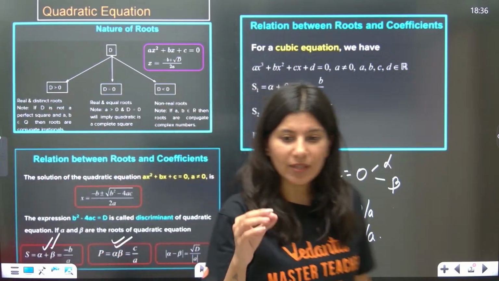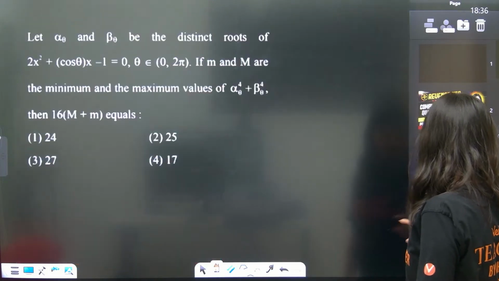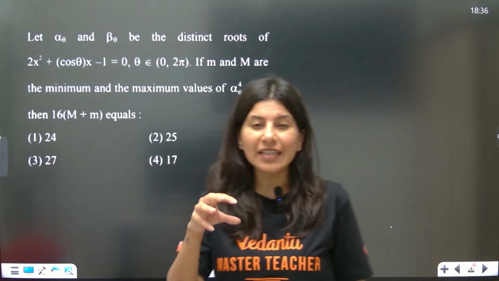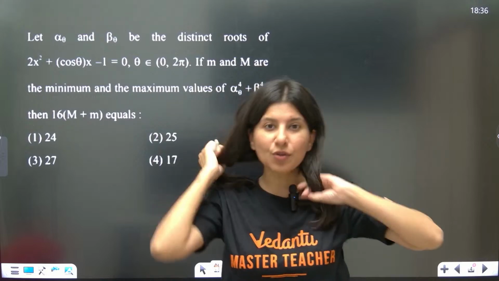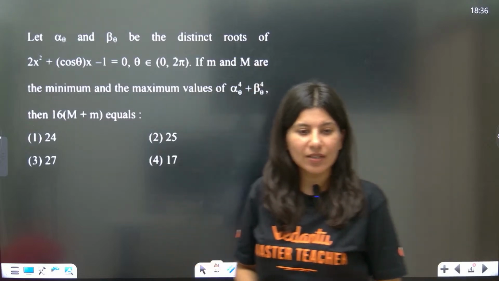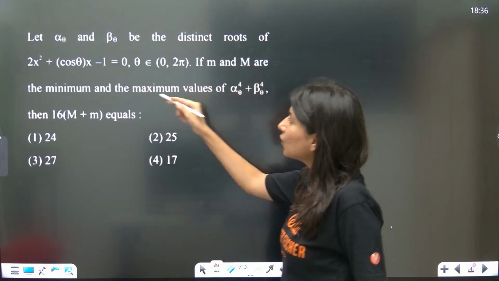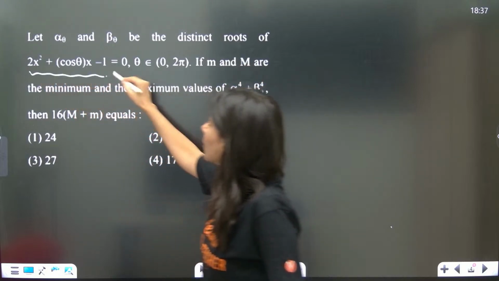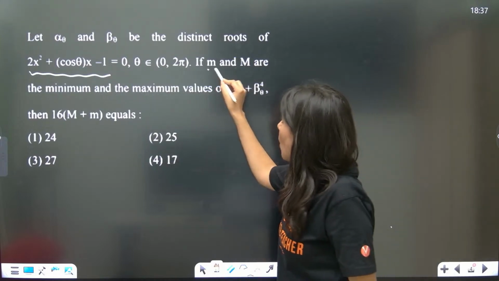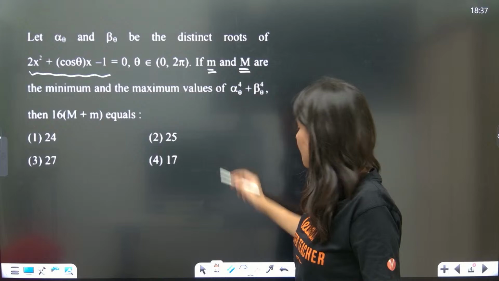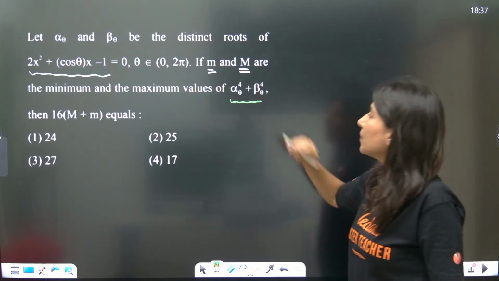Let's start with the very first question, because I always feel that some questions we can solve without even getting into very deep theory. Just the formula you know, and you just need to solve this question. Let alpha naught and beta naught be the distinct roots of this equation, so roots are alpha naught and beta naught, correct? If small m and capital M are the maximum and minimum values of alpha naught power 4 plus beta naught power 4.